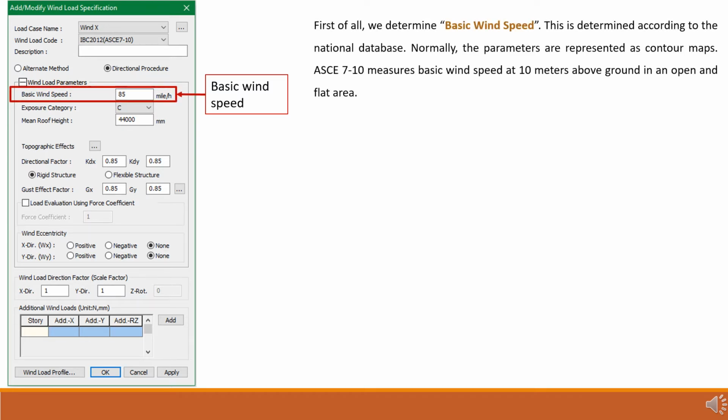First of all, we determine the basic wind speed. This is determined according to the national database. Normally, the parameters are represented as contour maps. ASCE 7-10 measures basic wind speed at 10 meters above ground in an open and flat area.